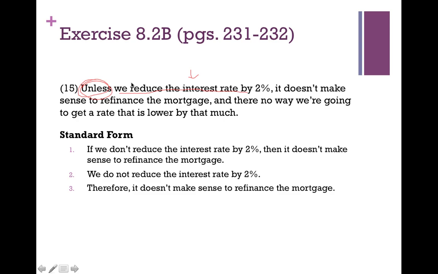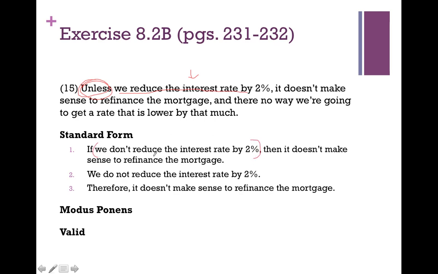So here's how the argument would go. If we don't reduce the interest rate by 2%, then it doesn't make sense to refinance the mortgage. We do not reduce the interest rate, or you might say we can't reduce the interest rate by 2%, therefore it doesn't make sense to refinance the mortgage. And this is an instance, believe it or not, of modus ponens. It's a valid argument. Now you might be thinking, wait, how is this an instance of modus ponens because we're using these nots? Well, again, you have to look at what the antecedent is.